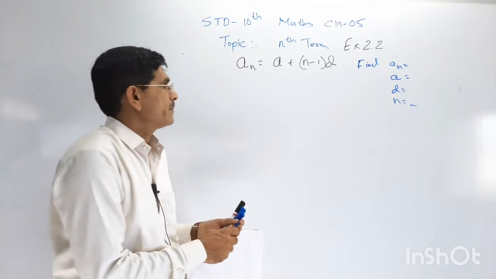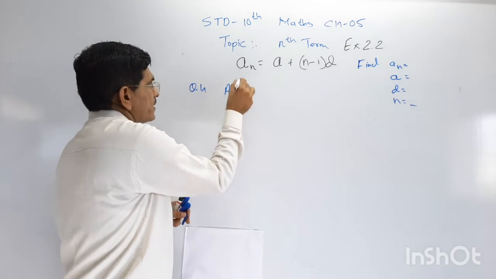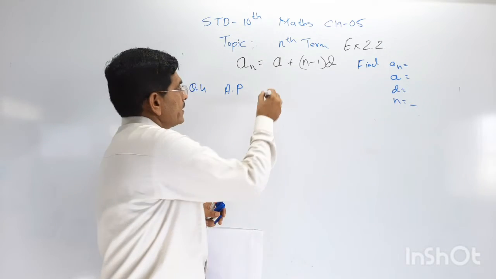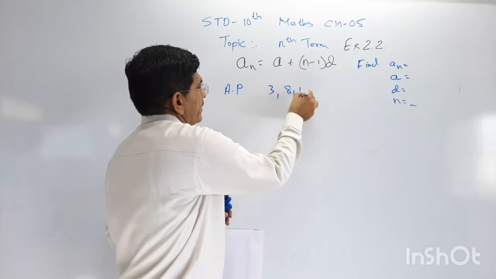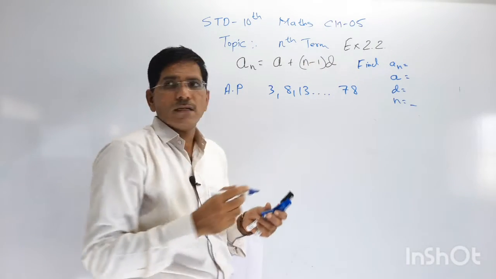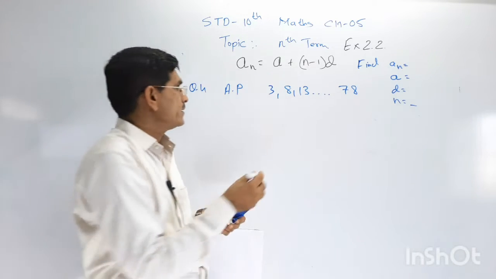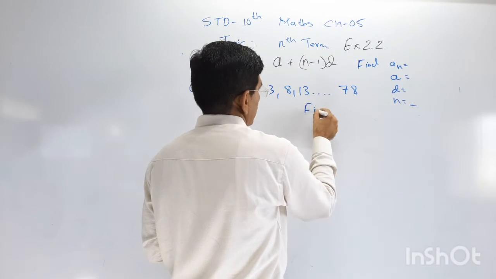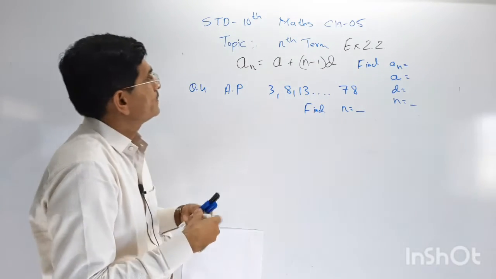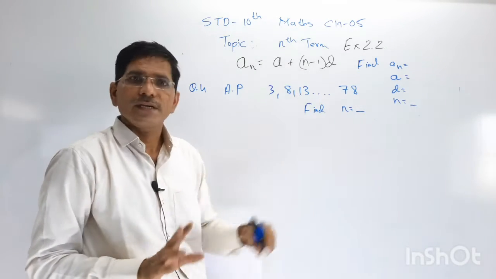So here one arithmetic progression is there, question number 4. An AP is given, that is 3, 8, 13 up to 78. Find n. So again an is equal to a plus n minus 1 d.